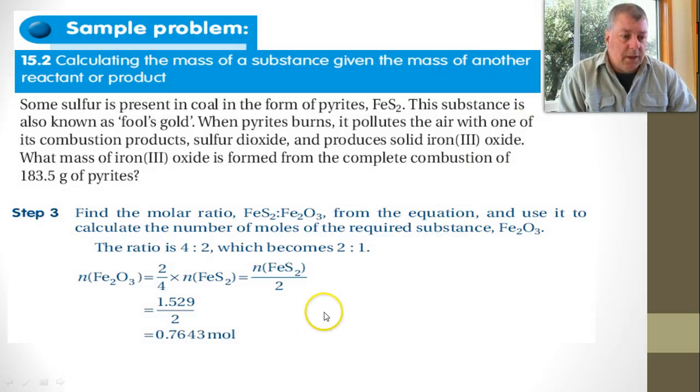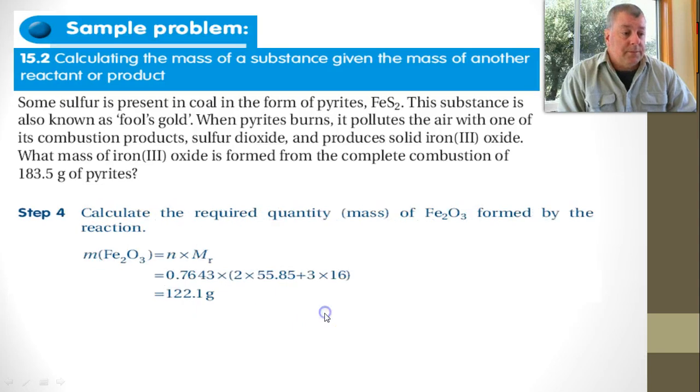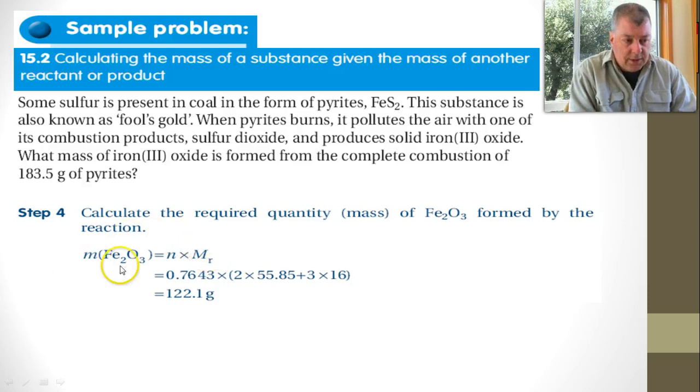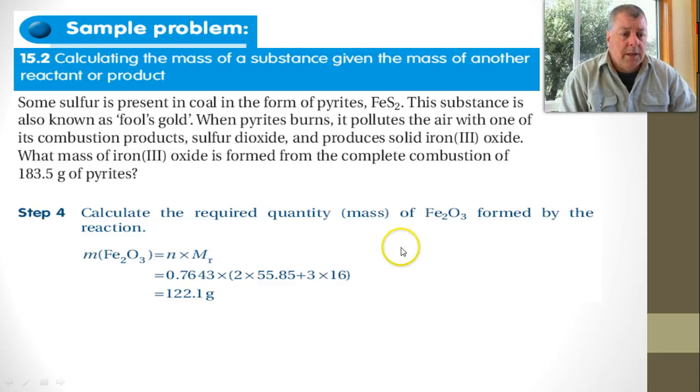So now that we know the moles of our unknown, we can then work out the mass. This is where the moles of our unknown, the iron(III) oxide, goes. This is the molar mass of iron(III) oxide, and it works out to be 122.1 grams. So again, we're just using the same formula but putting in different values. You've really got to keep your mind on the ball as to what numbers you're using and why. Basically, what step are you at?